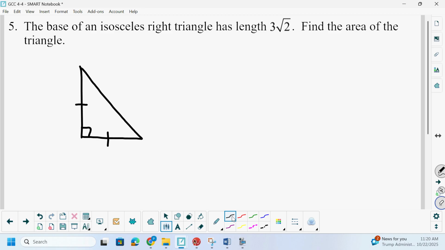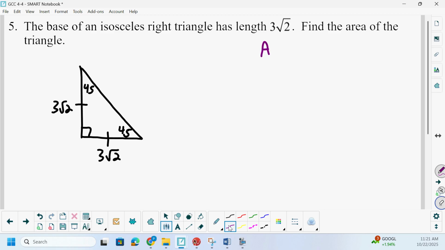They tell us the base of it is 3 square root of 2. So we could in fact also label this 3 square root of 2 because we have our tick marks. And our other angles, if we have the two congruent sides, the angles across from those should be congruent as well. So we can label that they are 45. Well, this question's a little different. They want us to find the area of this triangle.